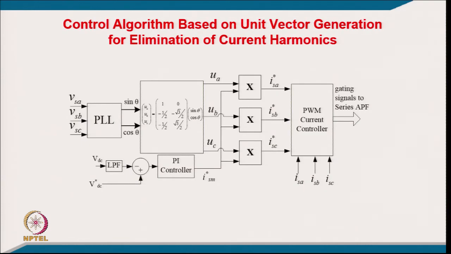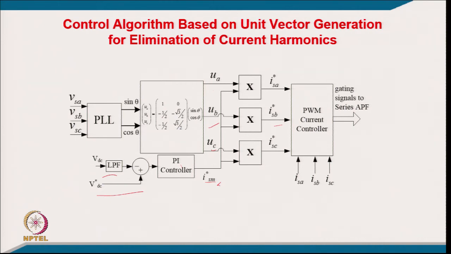So, coming to the control algorithm for unit vector based unit vector generation for elimination of current harmonics. We are sensing the voltage, and from the PLL we are getting cos theta and sin theta. For the DC link voltage, we have a reference DC link voltage and a sensed DC link voltage. With the low pass filter we get the DC part of it, and then pass it to the PI controller, which gives us the loss component. Using this we are able to get a template in phase with your source voltage. We multiply this PI controller output with the template, and this we consider the reference current. We take the sensed source current, and we get the signal for the series active filter.